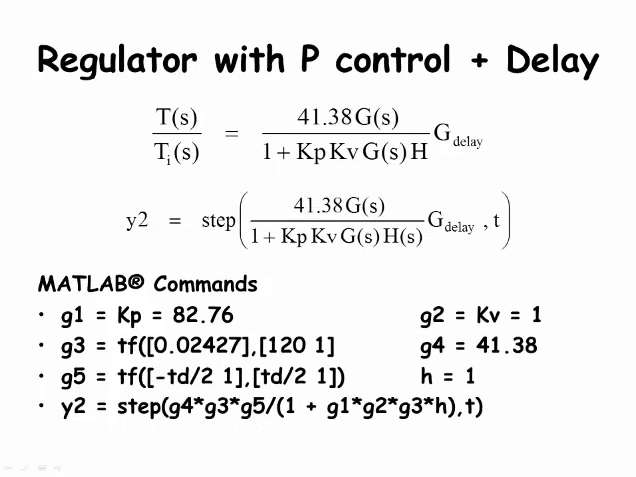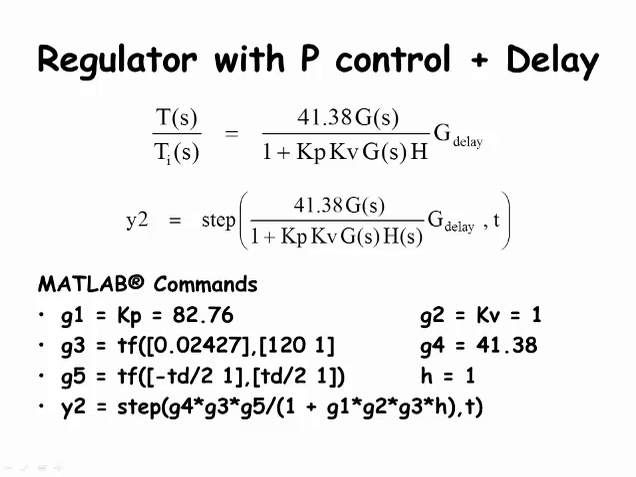Here is the information for the regulator case. The product of rho times V dot times C sub P is 41.38. Again, we multiply the regulator case transfer function by the transfer function for the process delay given by G delay. The time-dependent response to a unit step change is given by 41.38 times G over 1 plus Kp times Kv times G times H, and that is all multiplied by G delay.